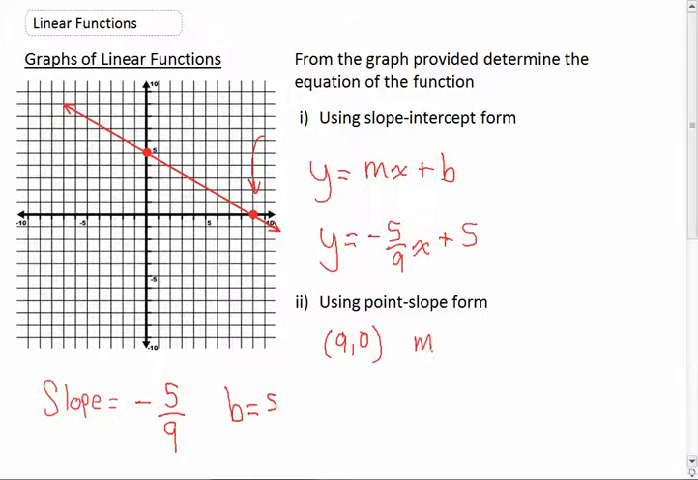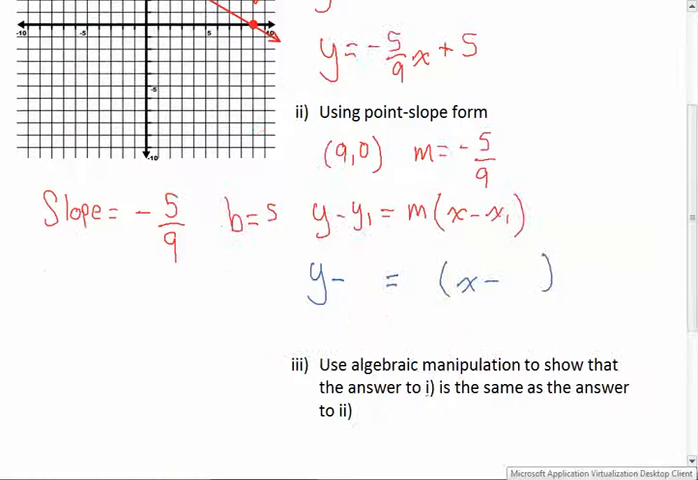And we've got the slope of negative 5 over 9. And we're going to put it into the form of y minus y1 is equal to m times x minus x1. Okay, so we'll pause here. Okay, so I've got my blanks here. So what's going in this first blank? What's our value of y1?